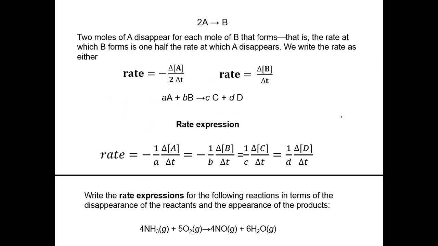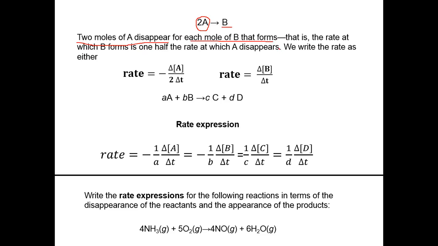Okay. So now let's see a slightly different situation. Say we need to convert 2 A's in order to produce 1 B. It means that we need 2 moles of A to disappear for each mole of B that forms. So the rate at which B forms is 1/2 of the rate at which A disappears, because 2 A's disappear while 1 B is formed. So the disappearing of A is quicker than the formation of B.